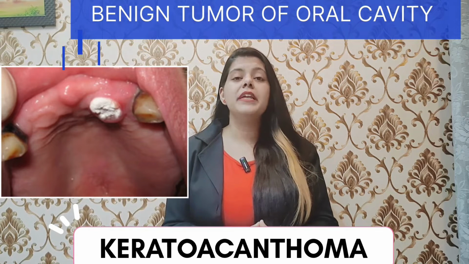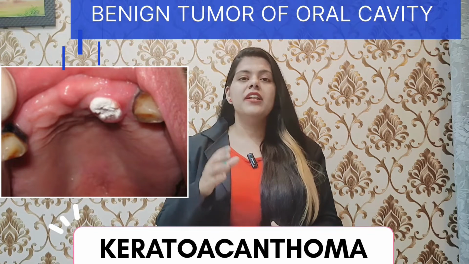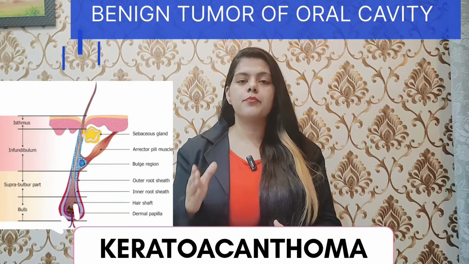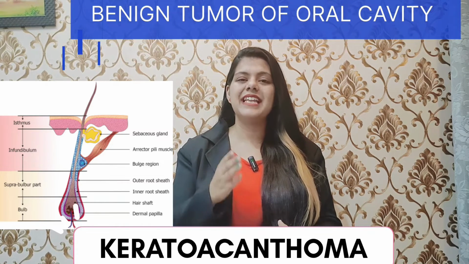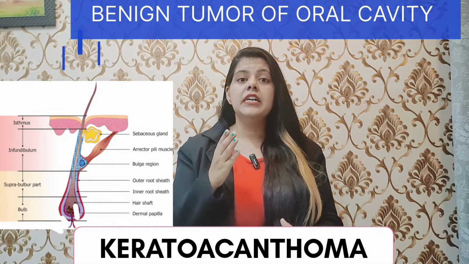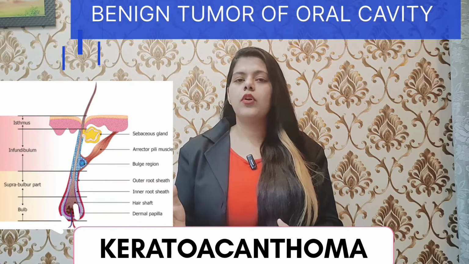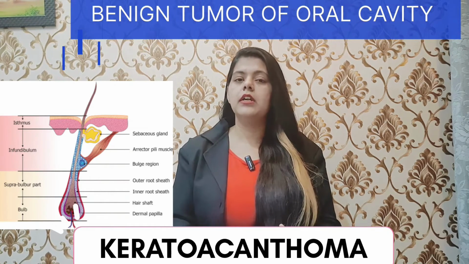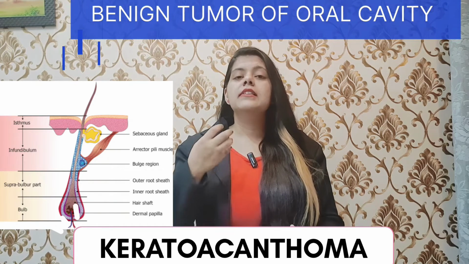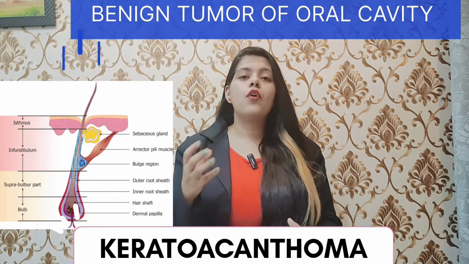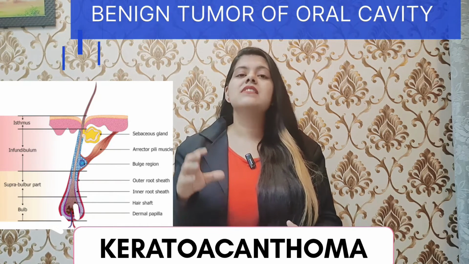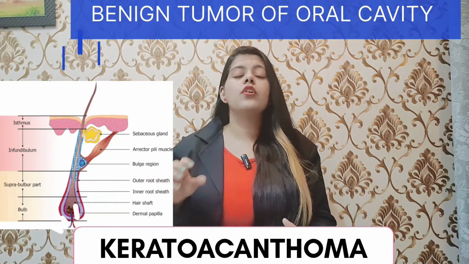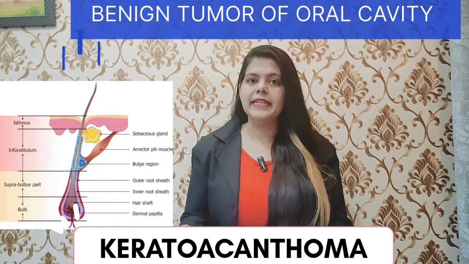Question is, what is pilosebaceous gland? Pilosebaceous gland is defined as the sebaceous gland which is present adjacent to the hair follicle, or at the sides of the hair follicle, which outflows its outlet in the follicular canal. That's the pilosebaceous gland, and this tumor is originated from that only.